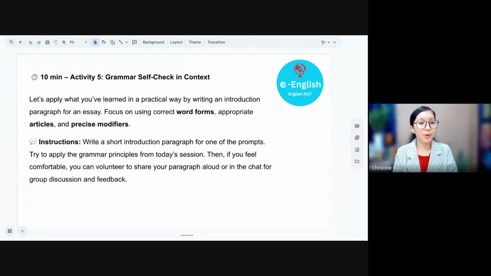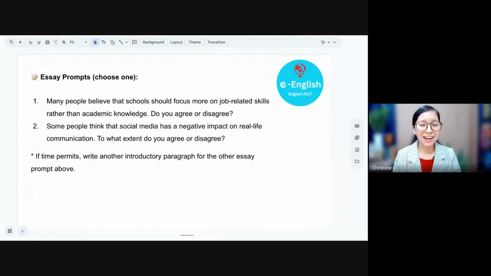For your self-study practice, why not try to incorporate all of the things we've learned today in an output production? You may write a short introduction paragraph for one of the prompts that I'm going to show on the next slide. If you feel comfortable, you can share your paragraph with us, or you can come back to us and show us your writing. Let's see how you can apply precision, correct word forms, and the use of articles.